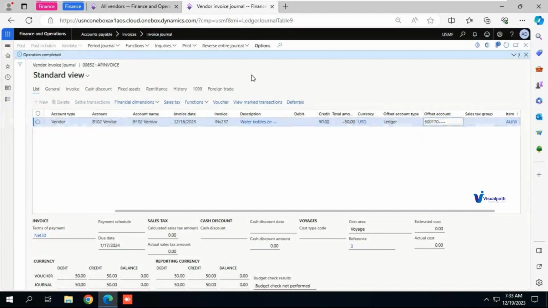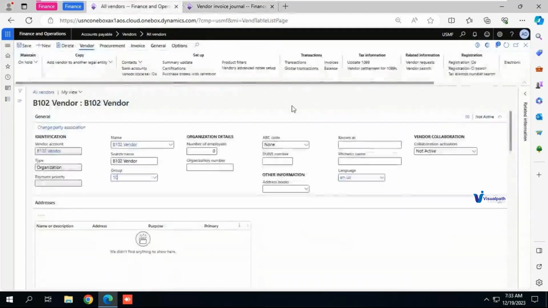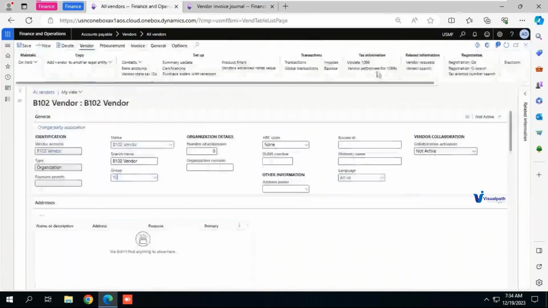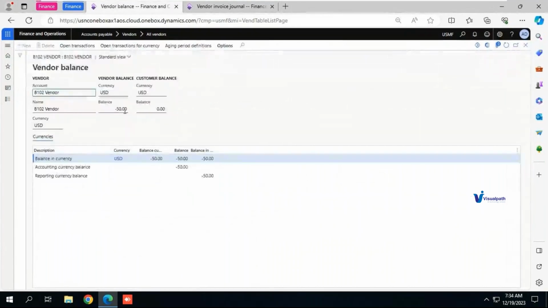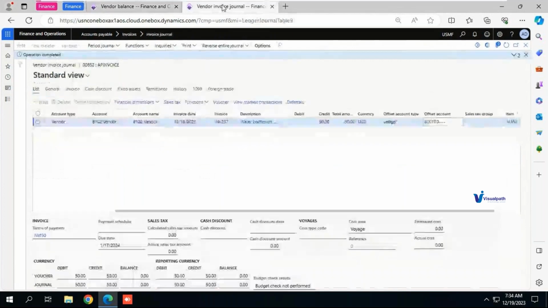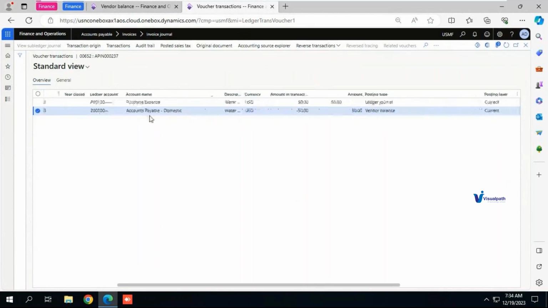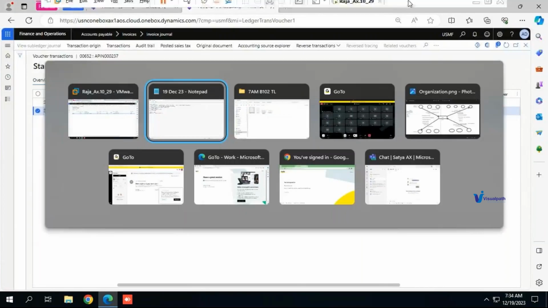Once it is posted, if you go to vendor account, it will show you the transactions. $50 I need to pay, minus. And if you go to balance, it will show you minus 50. Minus 50 means I need to pay money to the vendor. And if you verify the voucher here, it is expenses account debit to vendor account credit. So as I told you, vendor account credit.